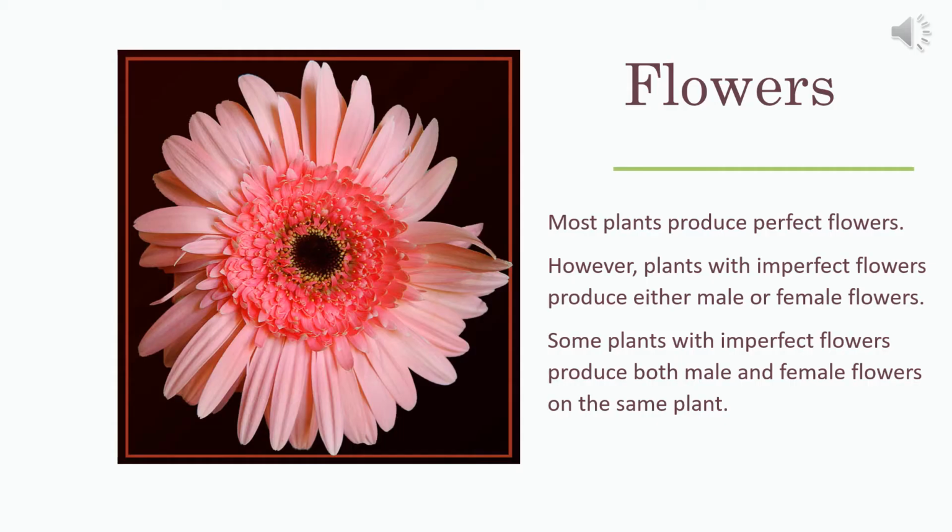While most plants produce perfect flowers, there are, as we've seen, many examples of imperfect flowers that have either male or female reproductive organs. Now, it's important to note that the same plant might have imperfect flowers of both male and female. A perfect example of this is squash and zucchini.